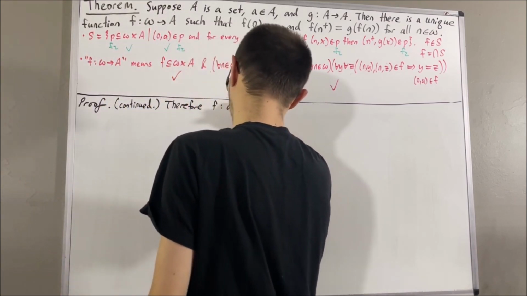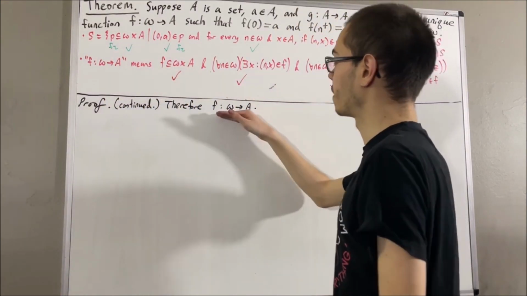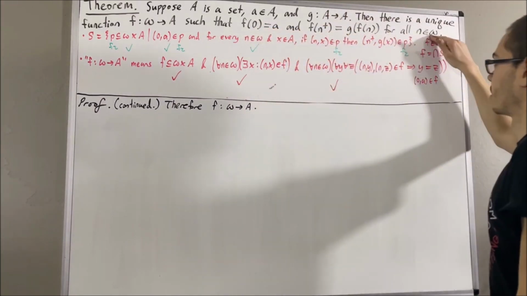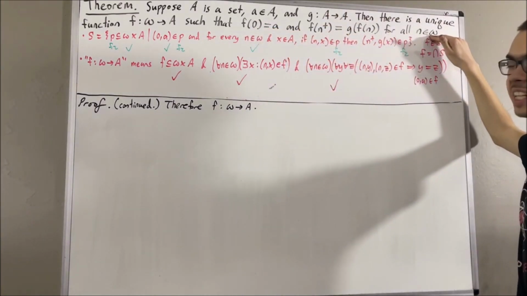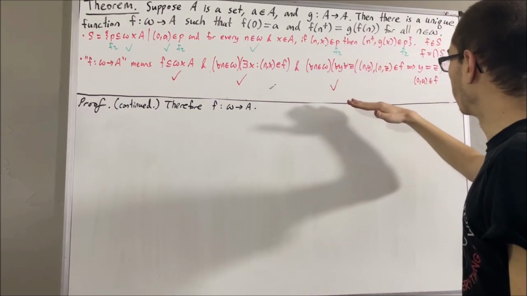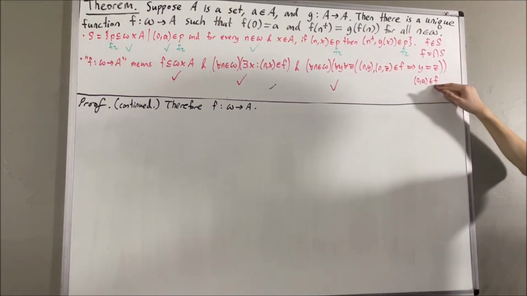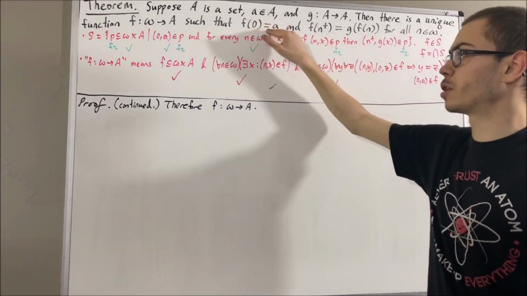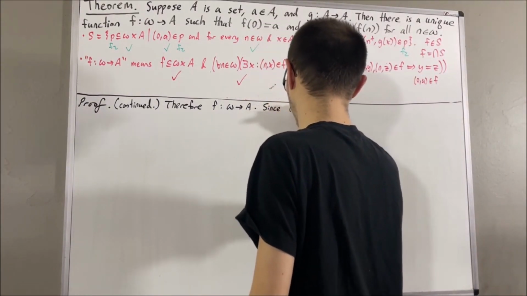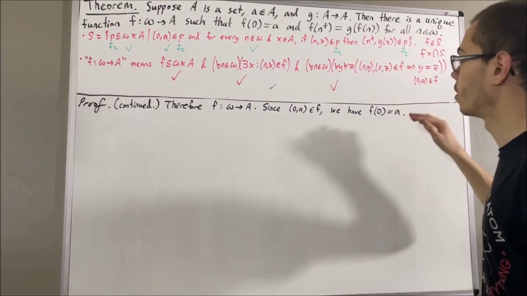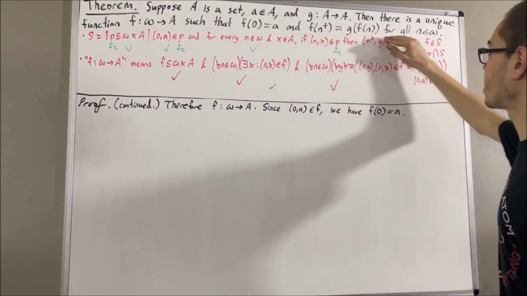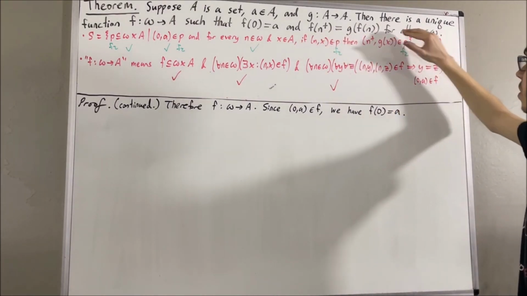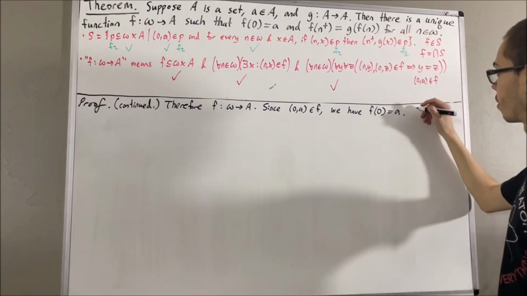So now we're going to show that f satisfies these properties. Well, actually, that comes pretty easily, because we know that (0, a) is an element of f. So, writing this in this form, we have f of 0 equals a. But now, to show that this statement is true, let's give ourselves an arbitrary natural number n.